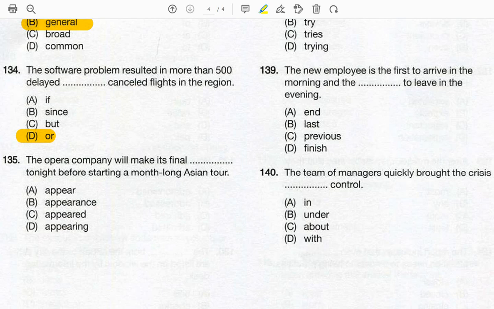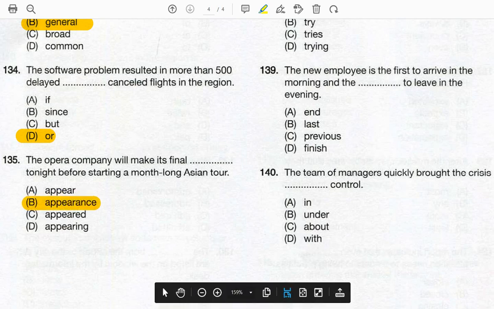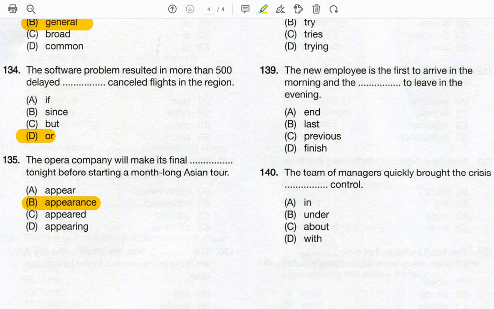And next, the opera company will make its final appearance tonight before starting a month-long Asian tour. So actually, a noun is required as the object of this sentence, appearance. A option appear is a verb. The option appeared is the past tense. And the option appearing is a participle, as I told you previously.